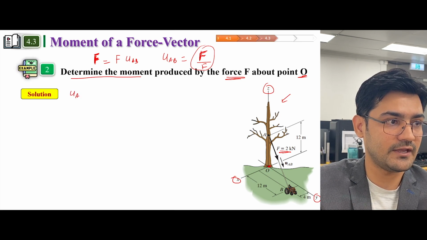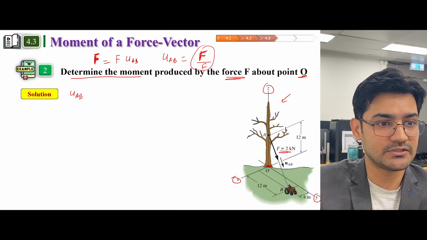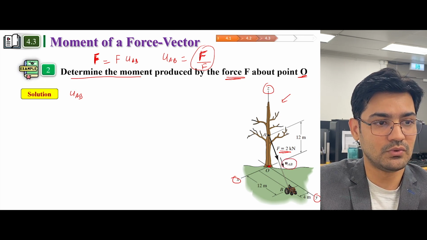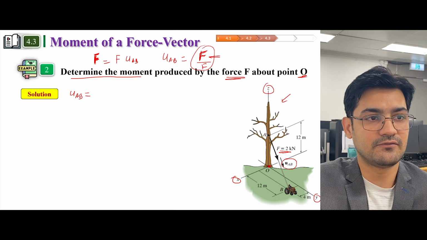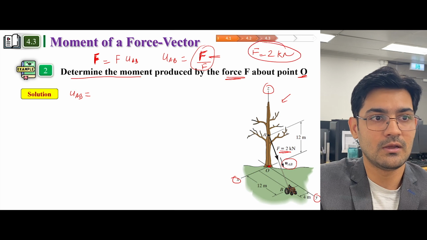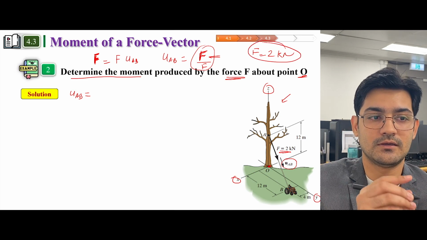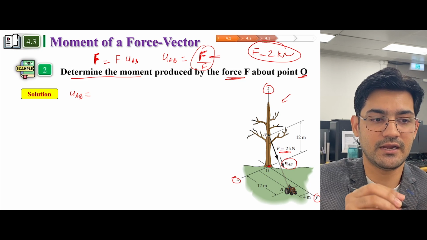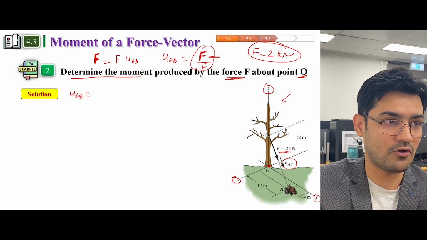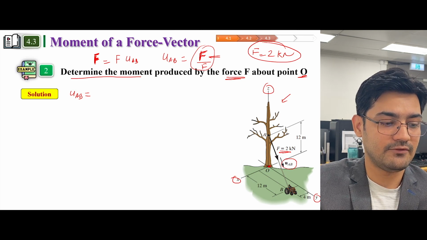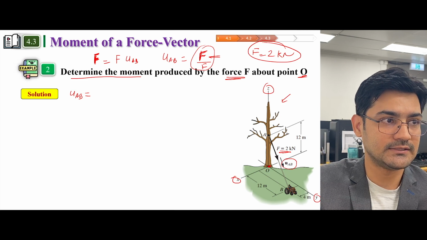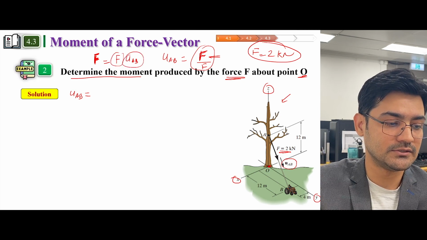I'm trying to find the direction of this force, UAB. So UAB is first a vector. So what is the vector? This is a resultant force F, which is 2 kilonewton, but this is the resultant force. We have to use this force and convert it into the Cartesian vector form. In order to convert this into Cartesian vector form, we have to multiply this force with UAB. So let's try to find UAB first.